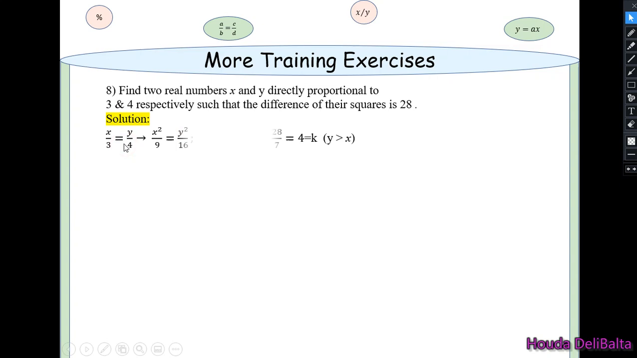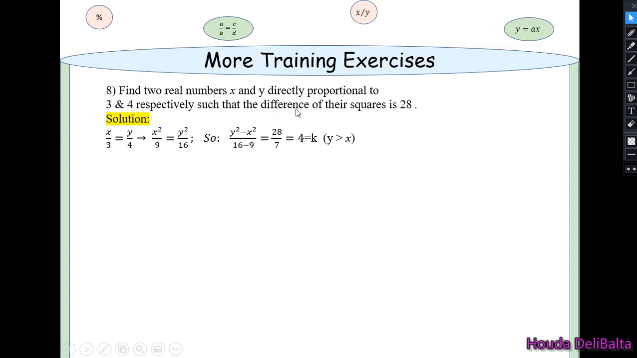Solution. We write it as follows: x over 3, y over 4. That's what we mean by respectively. So x goes to 3, y goes to 4. But that doesn't mean that x is equal to 3 and y is equal to 4. No, x is proportional to 3 and y is proportional to 4.